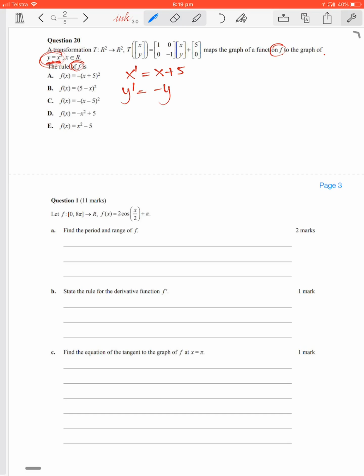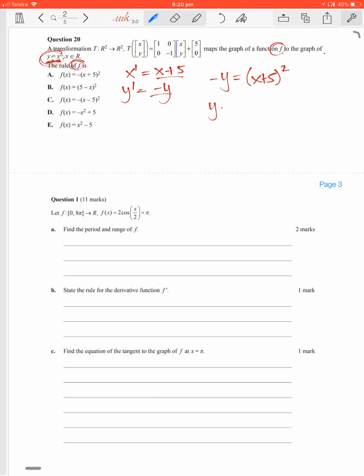So in this case, we sub these into the equation without transposing them. So I get negative y is equal to (x plus 5) squared. And then we get y is equal to negative (x plus 5) squared. So that was our original equation, because once I apply these transformations to it, I'll end up with this function.